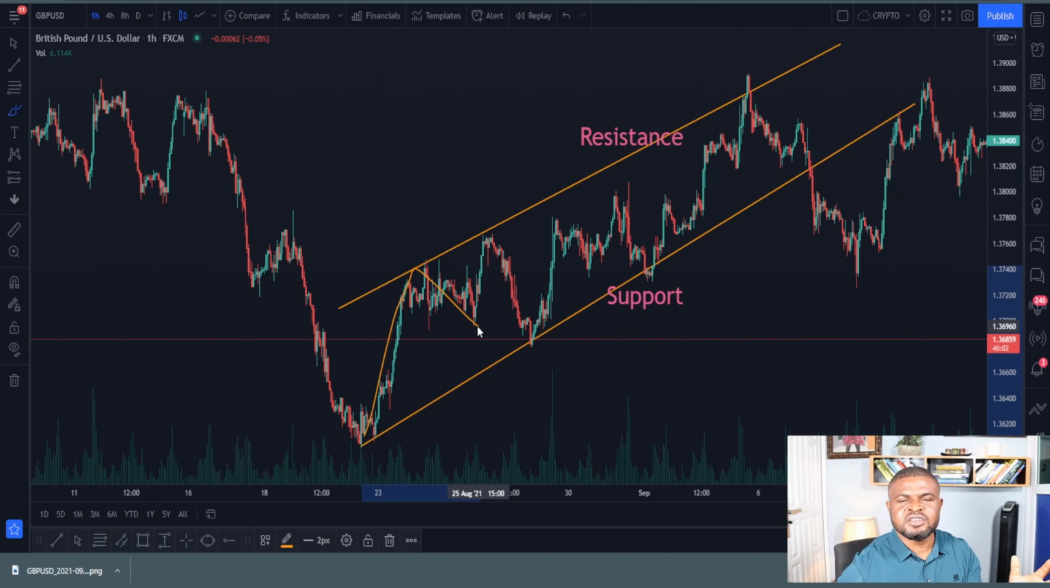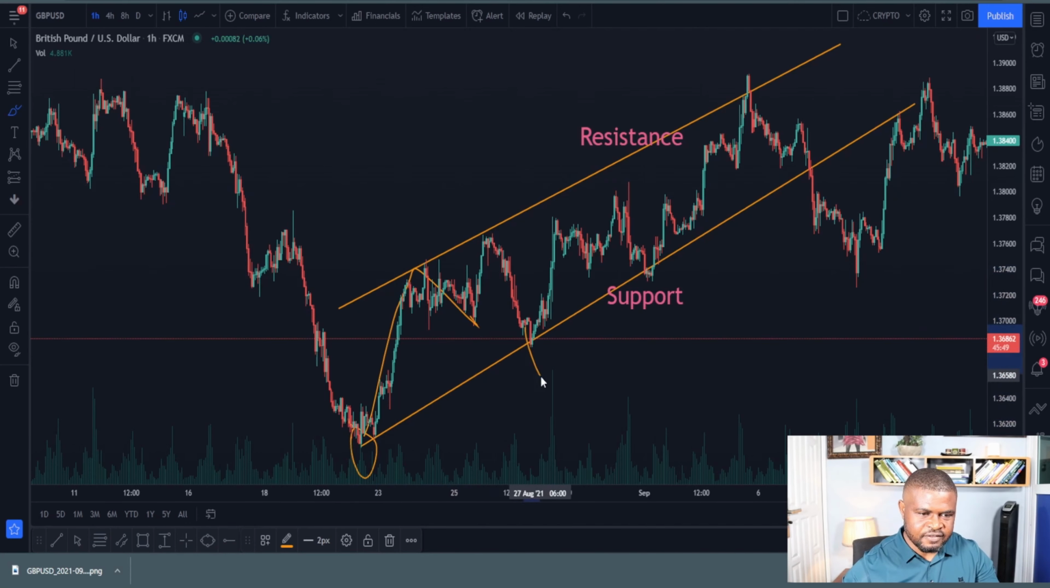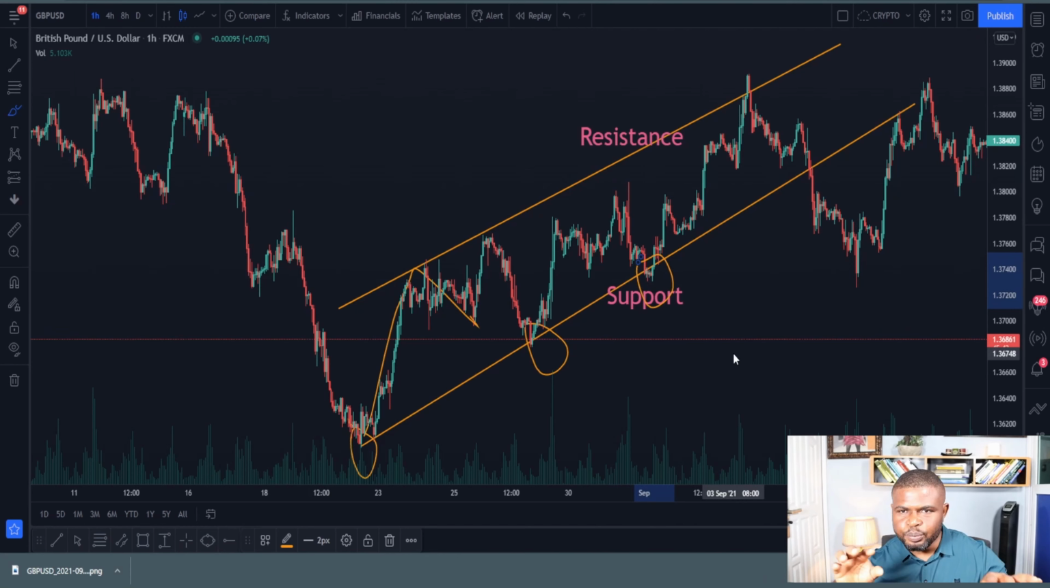Major is when you have the support holding at different stages on the same line, like up to 3 points or 2 points. In this instance we have a point here, you have another point here, and you have another point here. This is basically a major support line.